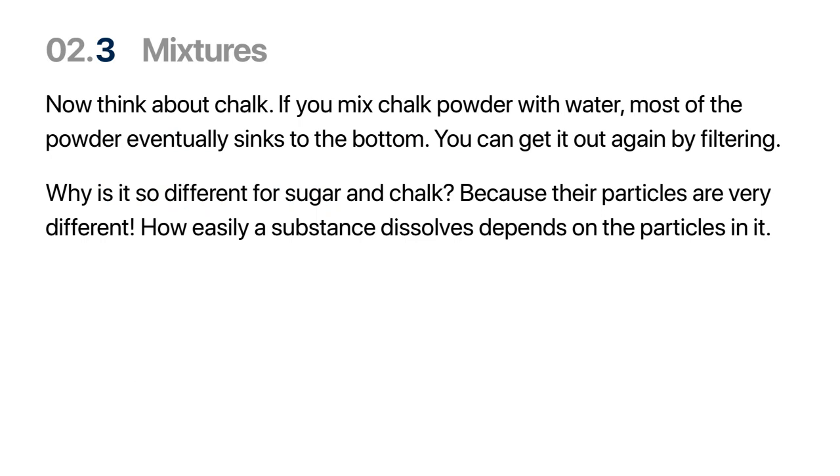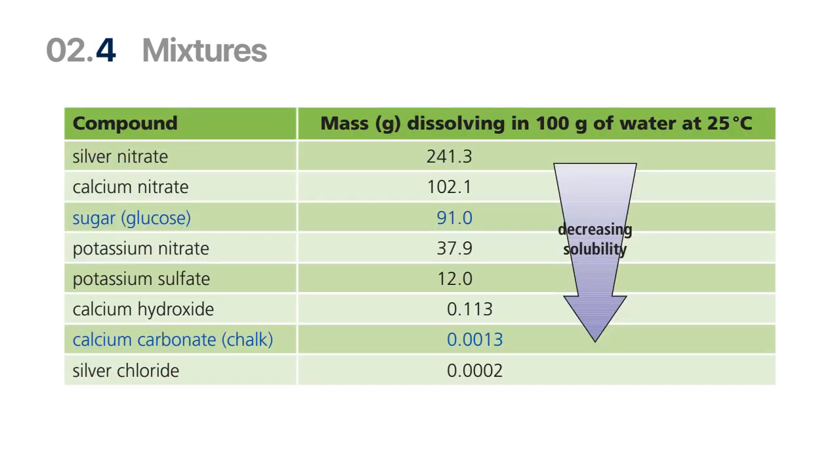Now here's another mixture where it doesn't form a solution. Chalk, when you mix it in water, most of the powder eventually sinks and does not dissolve. Why is this so different from sugar? Because the particles are very different and they don't easily end up dissolving in the water. So they're still separate. Is it still a mixture? Yes, because they're together, and if you just want water or just want chalk, it's difficult to extract one of the two. But they're not dissolved or chemically bonded.